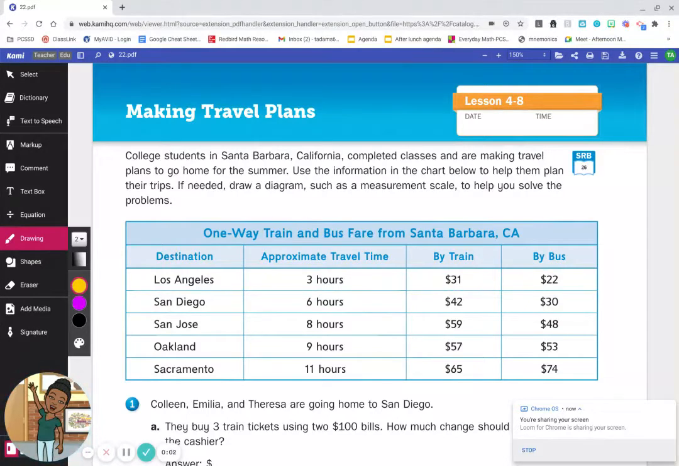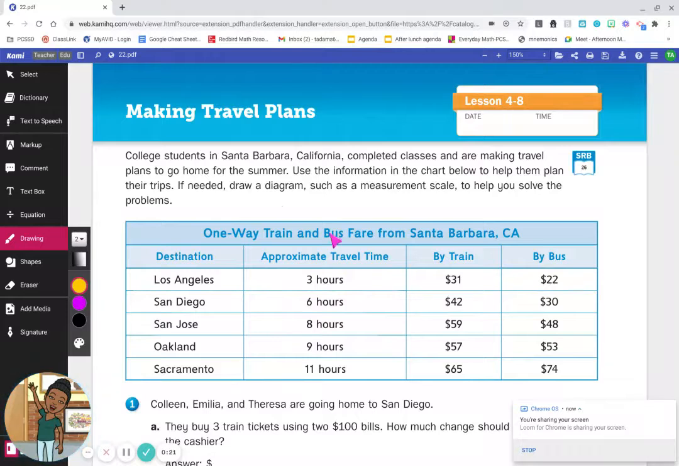Today, we are going to continue to use multiplication. We are also going to use other math skills to solve these number stories or these word problems. The title of this lesson is Making Travel Plans. We really can't travel during the pandemic, but hey, let's just imagine that we can travel.